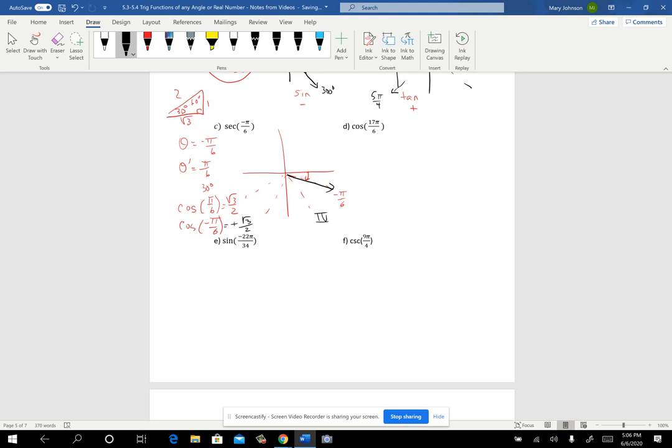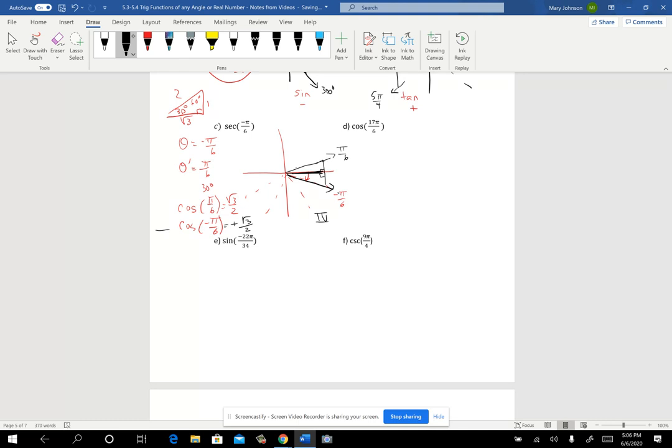See, pi over 6 would have been here. So the cosine of pi over 6 and the cosine of negative pi over 6 would have been the same because the x, oops, that's not where that right angle should go, because the x coordinate would have been the same. Do you see that? You would have been to the right, okay? All right, but I didn't want cosine, right?